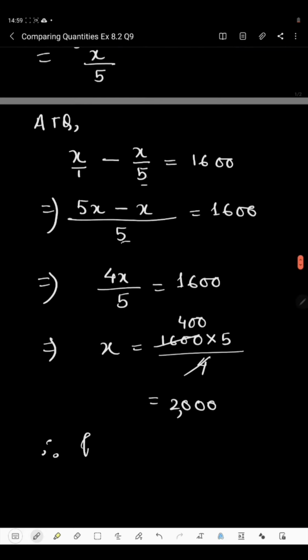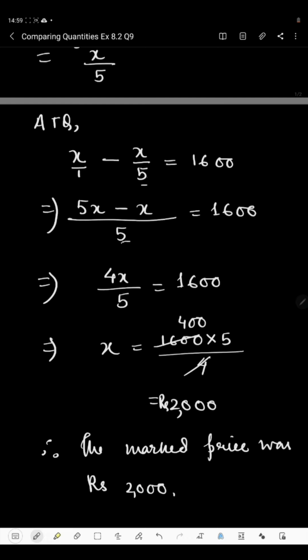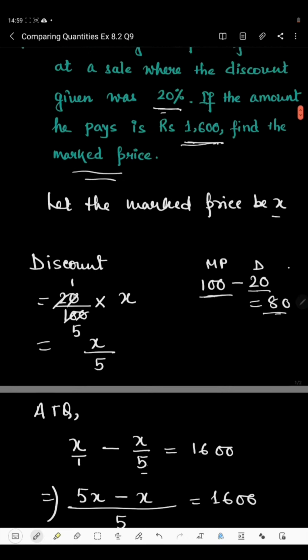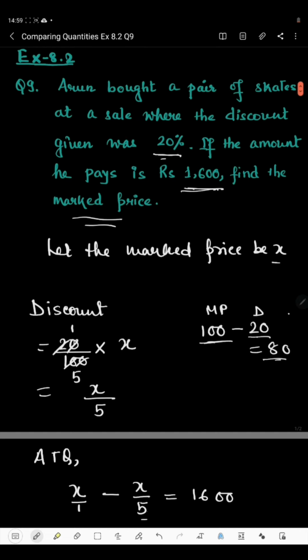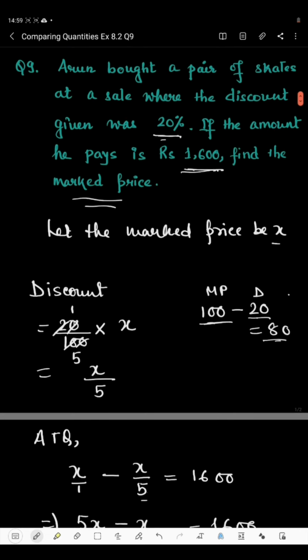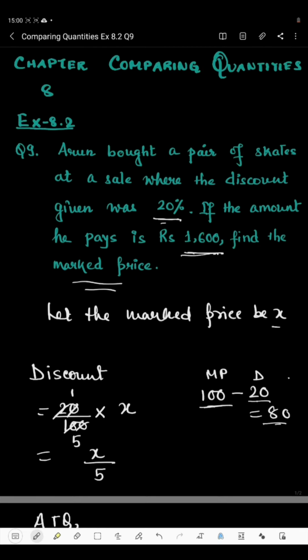So therefore the mark price was rupees 2000. Okay, so this was the mark price, and on that a 20% discount was provided. So after discount he paid rupees 1600. Okay, so this was question number 9. Thank you, students.